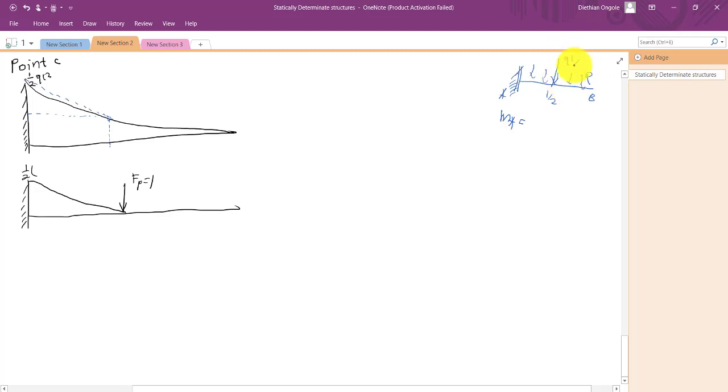A concentration of QL over 2. So therefore our moment would be equal to a half of L over 2, which would be L over 4, then times QL squared, which gives us 1 over 8 QL squared. So therefore at this point here we have a moment of 1 over 8 QL squared, like that. So after we found that, we come and label our areas.